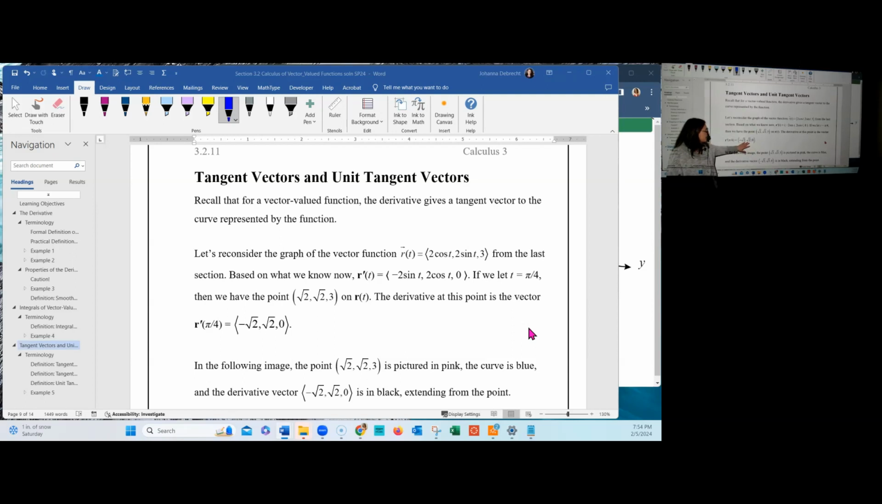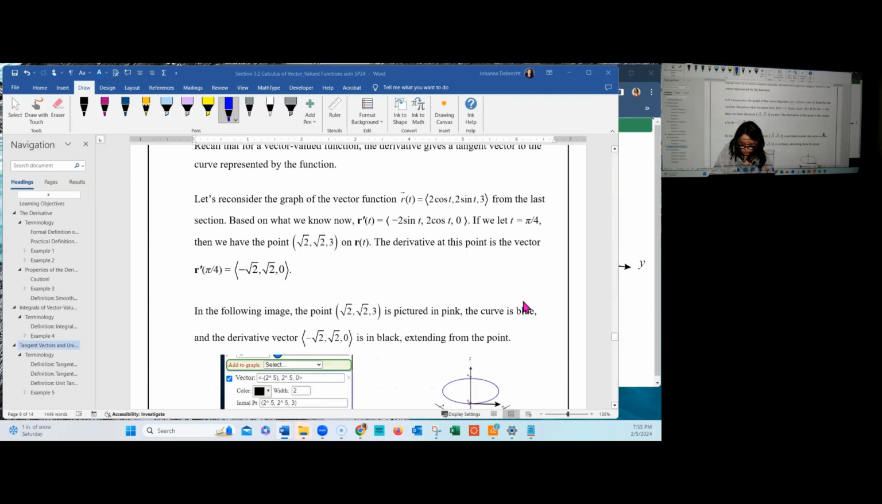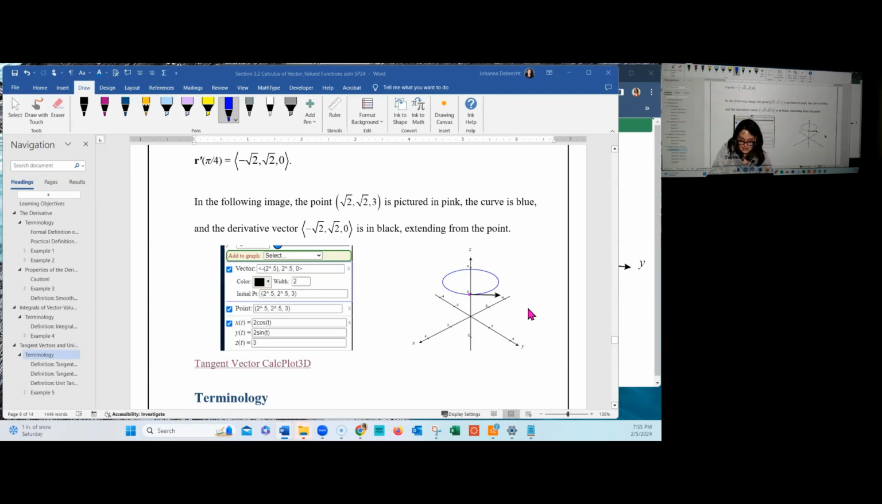And if we were to find the magnitude of this, we would square each one and get 2 plus 2, which gives us 4, and then we'd take the square root, so it has magnitude of 2. So let's take a look at what it looks like in the picture. Coming down here, again, this was a circle graphed in the plane where z equals 3, parallel to the xy plane. And we're looking at the point, which is pictured here in pink.